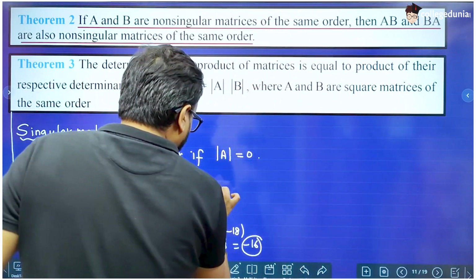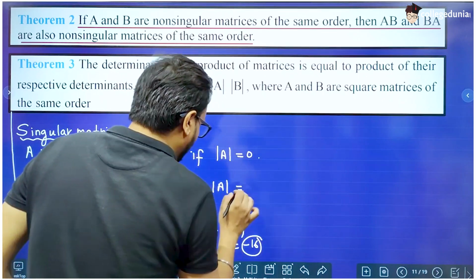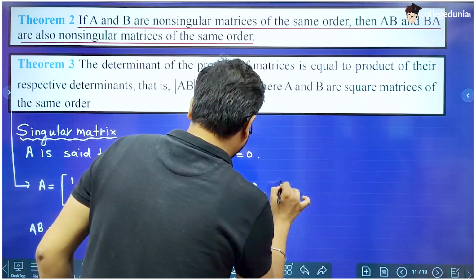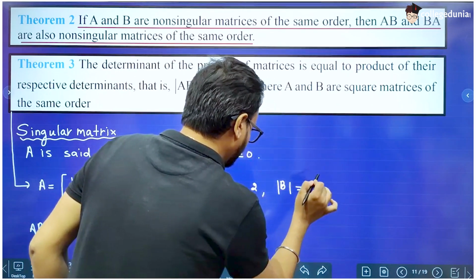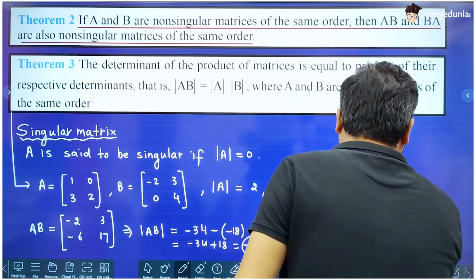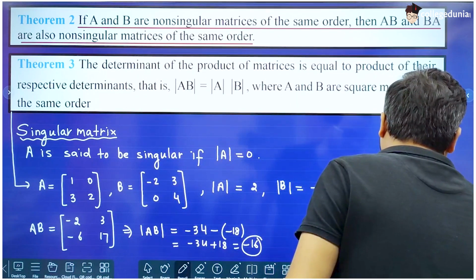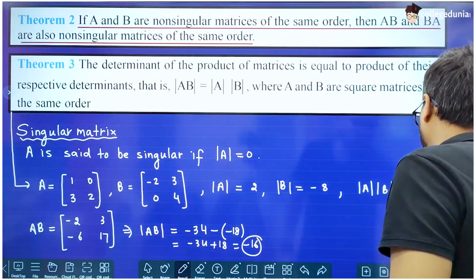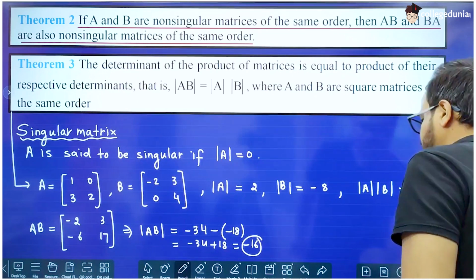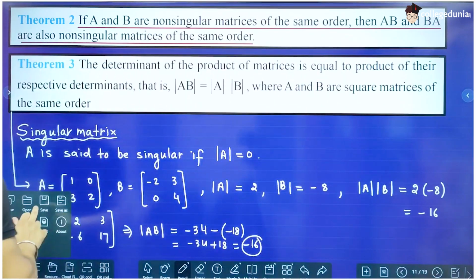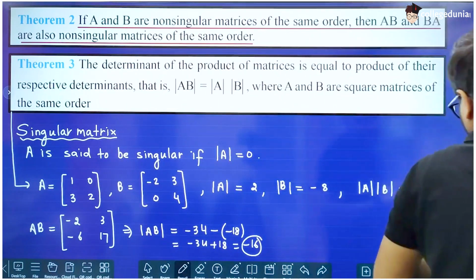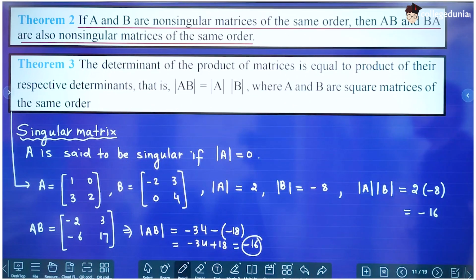Right? Now what is the determinant value of A? Determinant value of A is 2 and determinant value of B is minus 8. So determinant A into determinant B is 2 into minus 8, that is minus 16, right? So this proves the property. So just keep in mind these three theorems.